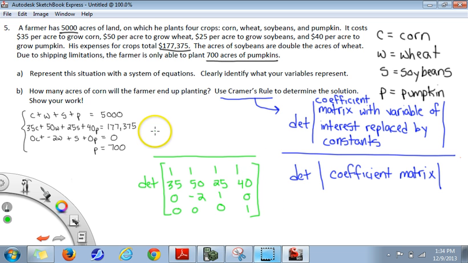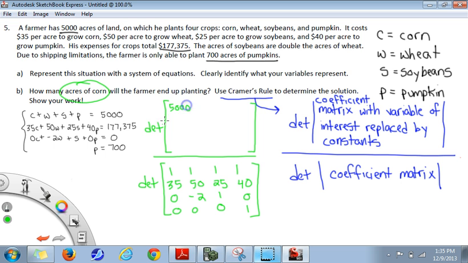Okay, and then in the numerator, we're going to have another determinant. We're going to have the same matrix except the column that contains the variable we're solving for gets replaced by the constants on the other side of the equal sign. We're trying to solve for acres of corn, which means we need to replace our seed column. I have that set up as the first column in my system. So instead of writing these numbers, I'm going to write the constant numbers in the first column.